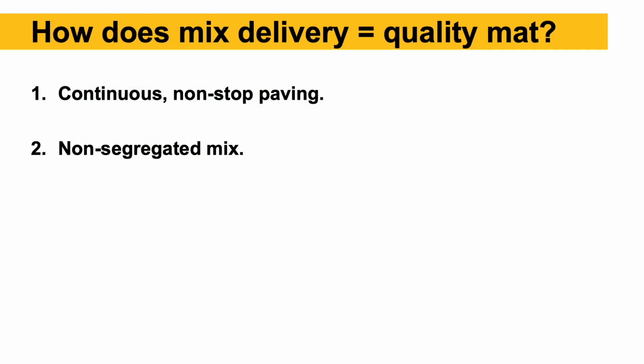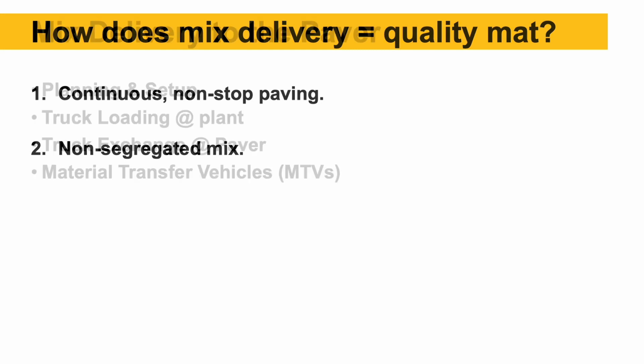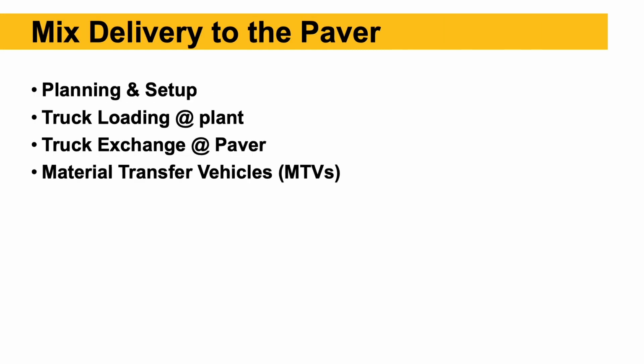How does mixed delivery produce a quality mat? The two big things are continuous non-stop paving and trying to avoid, or at least minimize, segregation in the mix. So for mixed delivery to the paver, there's really four things I think of. One is planning and setup. Number two is loading our trucks at the plant. Number three is the truck exchange at the paver.